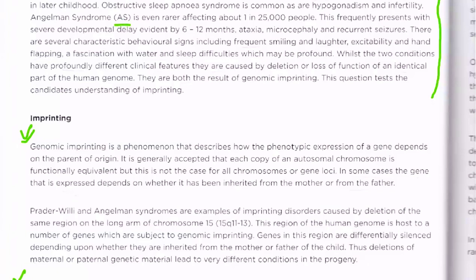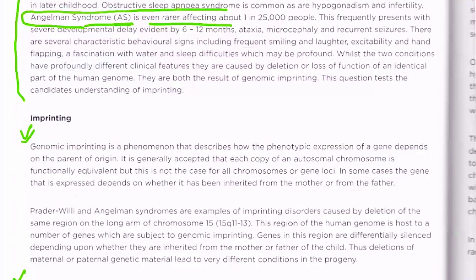Prader-Willi syndrome and Angelman syndrome are rare conditions affecting less than 1 in 15,000, and they have told Angelman syndrome is even rarer. This is important for you to read. In your exam, you may get a question on which one is more common, Angelman or Prader-Willi. So every line of a clinical case is extremely important. Here they have told Prader-Willi is rare, but it is more common as compared to Angelman syndrome.